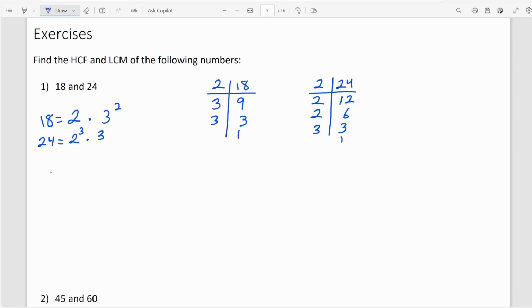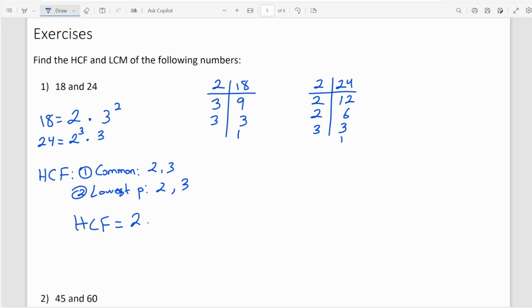So this is actually going to be an interesting application because we're finding both. So let's see. Firstly, the HCF, if you remember, common numbers firstly. Let's list the common numbers. They're 2 and 3. And secondly, lowest power. Lowest P for power, okay? What is the lowest power for 2? It's 2. And the lowest power for 3, we've got 3 to the power of 2 and 3, so 3. So the HCF is 2 times 3, which is 6. All right?